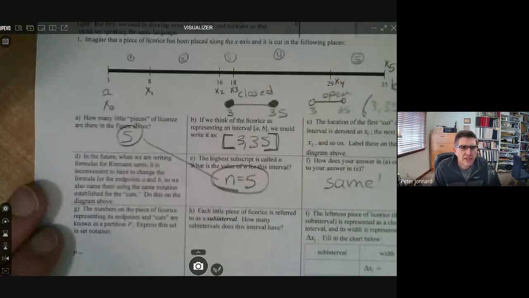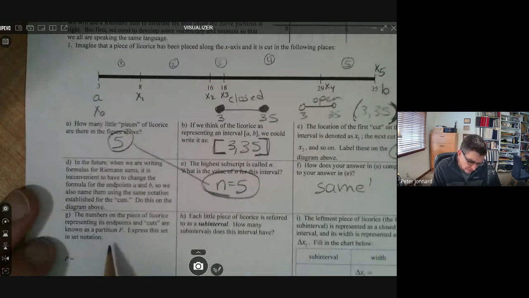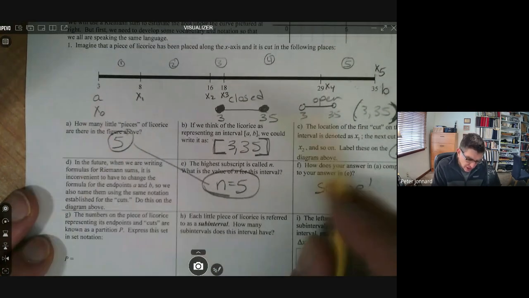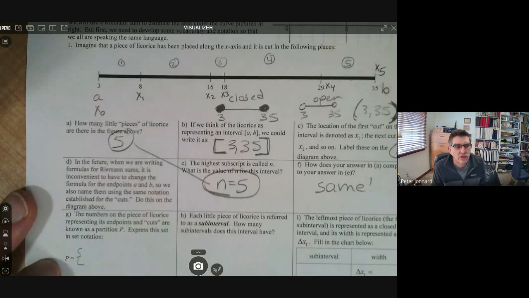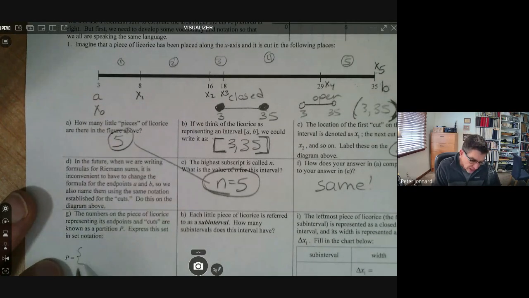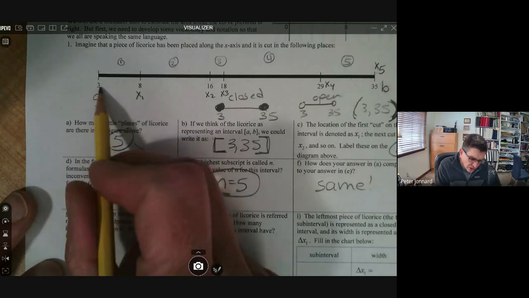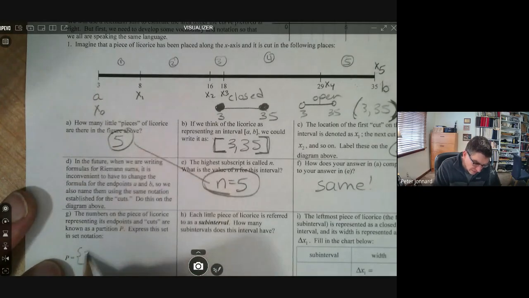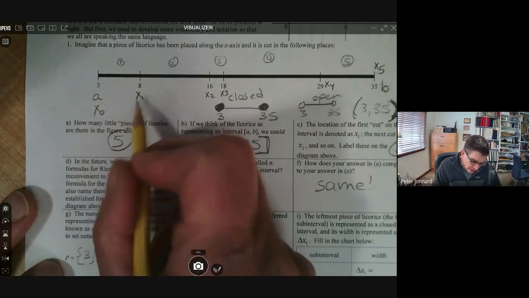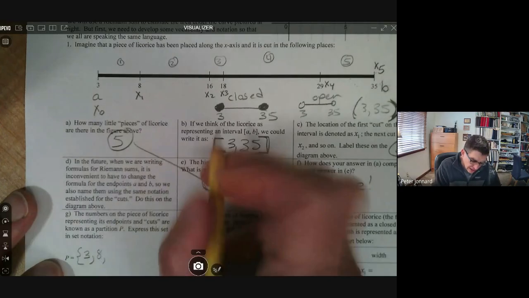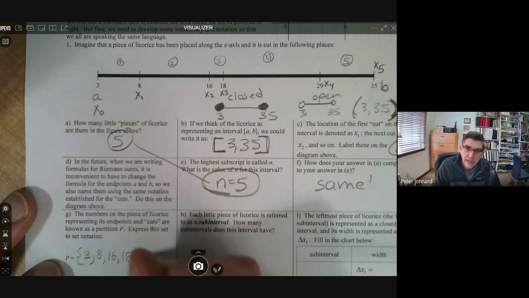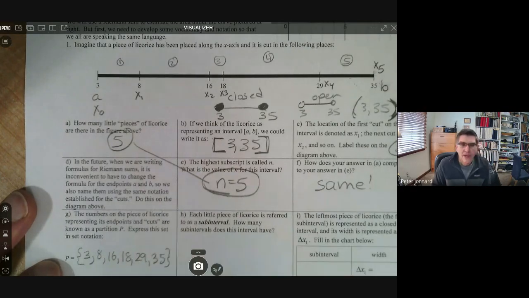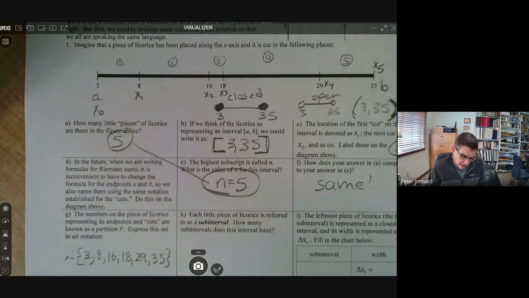Okay, the numbers on the piece of licorice representing the endpoints and the cuts are known as the partition P. So this is just a set of numbers. So I use the fancy curly brackets. I'm not very good at drawing those. And so we just write down the numbers. It started off at 3. The first cut is at 8. The next cut is at 16, and then 18, and then 29. And the last one is 35. And that is called a partition. And it just means we're chopping this thing up.